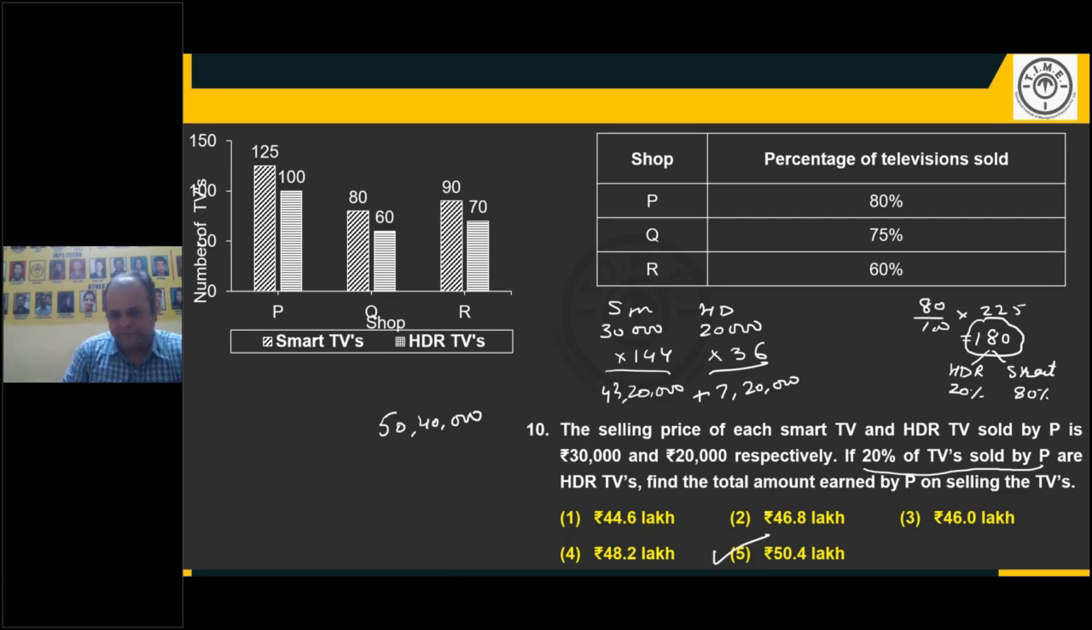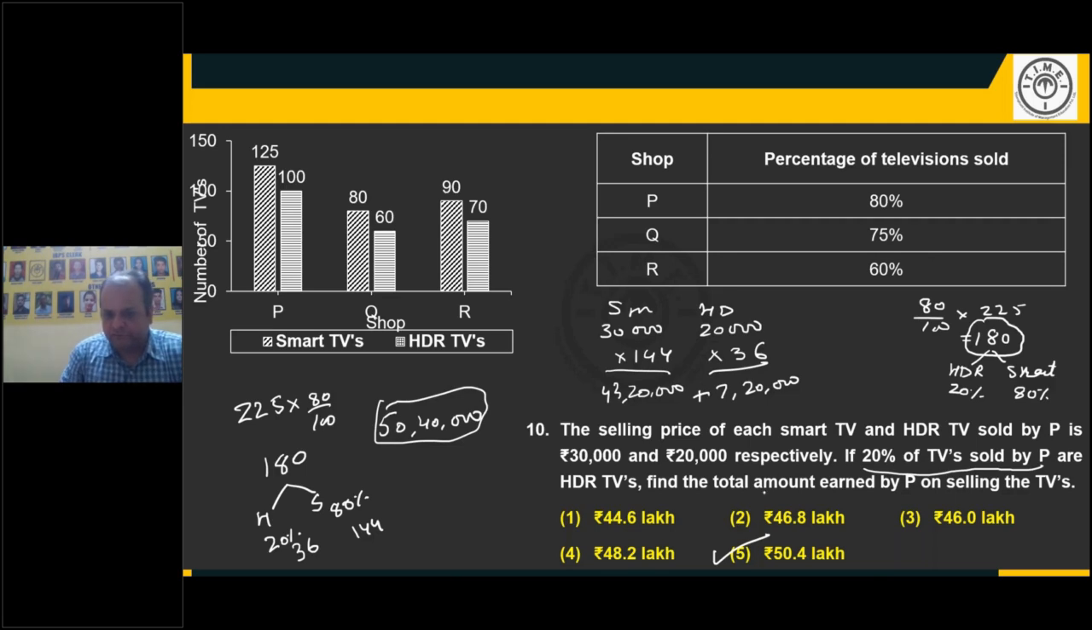See, the price has been given, 30,000 and 20,000. All you have to do is understand that the total TVs sold by P would be 80% of 225. The total TV sold is 180. They are of two types. One is HDR, one is smart. HDR is 20%, so this becomes 36, and smart TV is 80%, so this becomes 144. So we multiply smart with smart TV: 30,000, 144 units, 20,000, 36 units. Total amount is 50 lakh 40,000, which is option number 5.